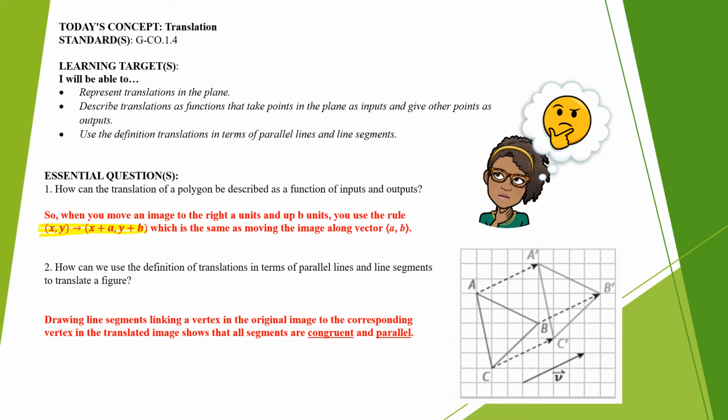The second question we have to look at is how we can use the definition of translations in terms of parallel lines and line segments, and how that's used to translate a figure. If we're given a certain pre-image, we can link line segments from one vertex of that polygon to another. These corresponding vertices that are being linked create congruent and parallel segments, so we know that every time we do a translation, we are doing some type of slide that creates line segments that are congruent and parallel.